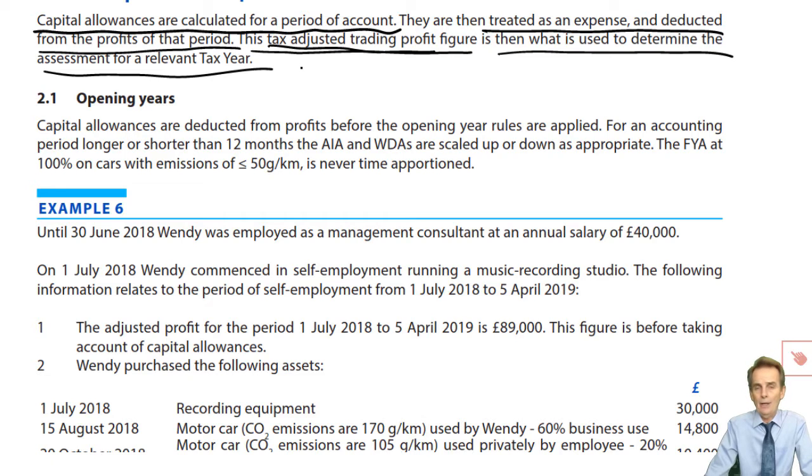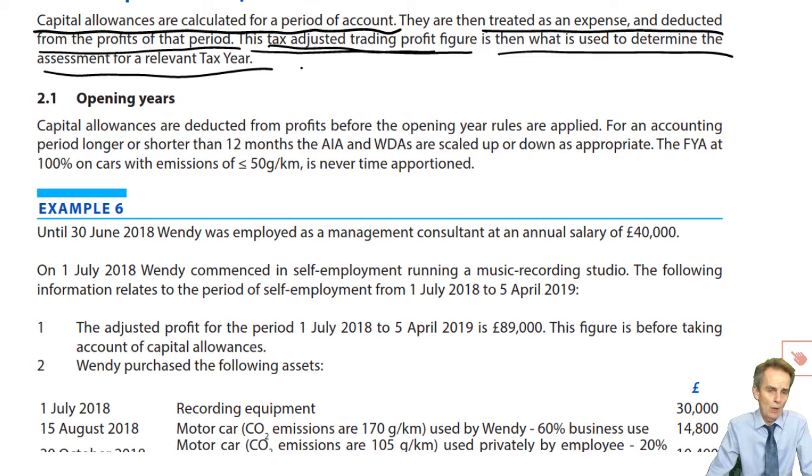Pick up the AIA, put it into the allowances column. If, of course, the total expenditure for the opening period was more than the AIA limit, whatever figure that might have been based on the annual 200,000, then that residue of expenditure drops into the relevant pool, be it main pool, be it, of course, your special rate pool.